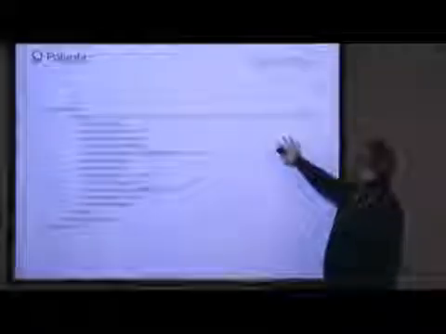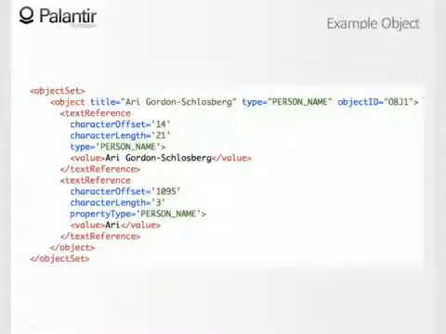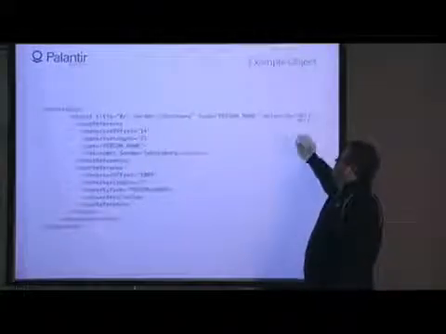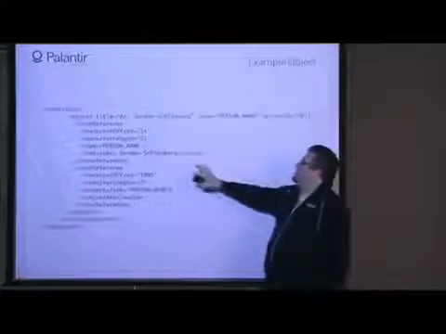So here's an example of my name from the original document that we were looking at. You can see the extractors decided that the title should be Ari Gordon Schlossberg. The type is person name, which corresponds to the type system used in the ACME document extractor. And here's an ID, arbitrary ID for the object. The reference, again, starts at character 14. It's 21 characters long and has type person name as well. And then here's the value of that reference itself, Ari Gordon Schlossberg.